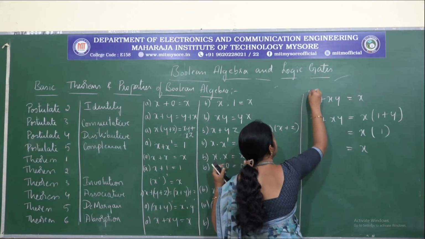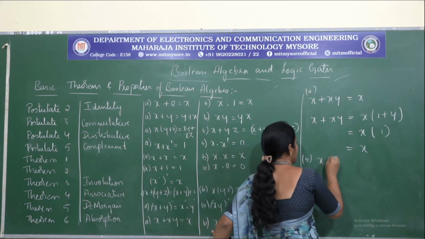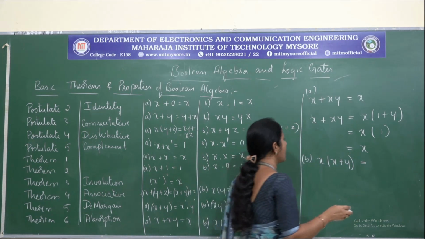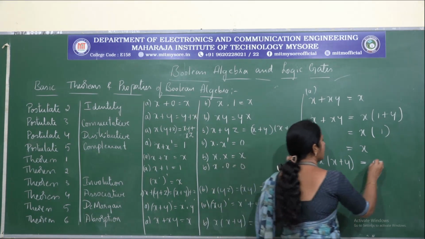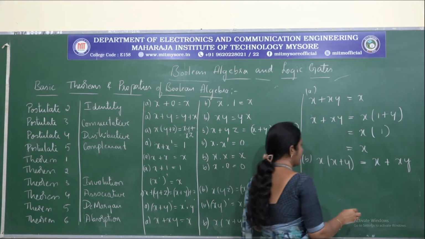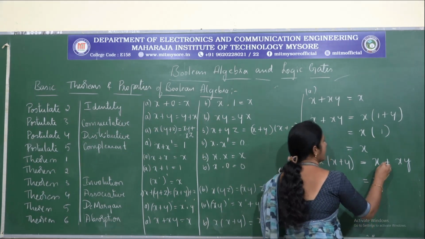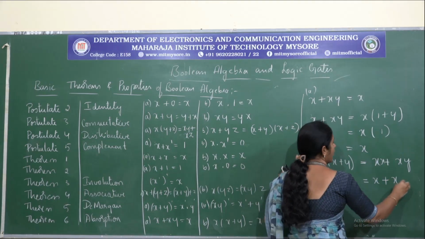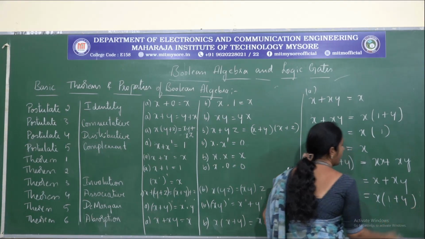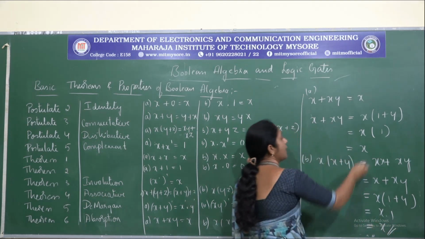This is part A, 6a, and now let us consider 6b, x plus xy is equal to x. In this we can write x plus xy, and if I multiply, then x into x is x. Now if I take out x as common, 1 plus y is 1, so this can also be written as x.